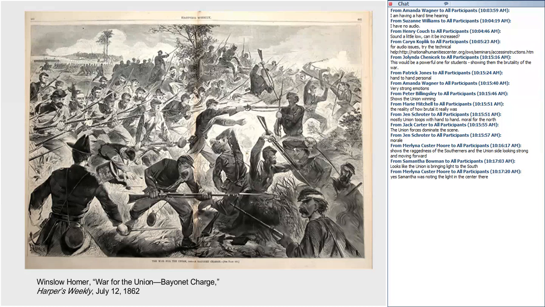of the picture. Samantha Bowman here makes an interesting comment. She talks about the light and darkness of the picture, and she notes that it looks as if the Union is bringing light to the South. Yeah, there's that portion right in the center right, this highly illuminated portion of the picture that I think could well be symbolic.